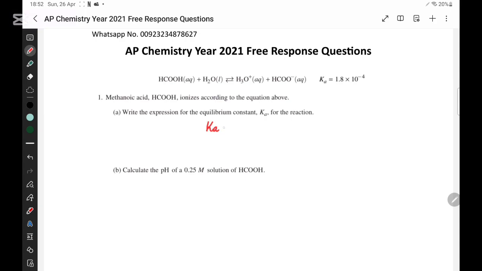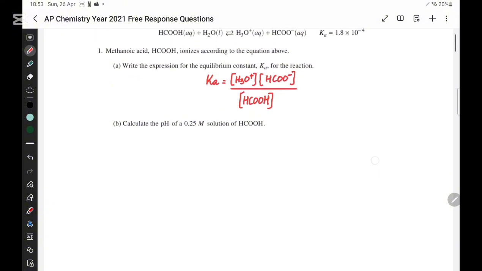So when you are going to write the Ka of this reaction, that is the acid dissociation constant, you are going to have the products at the top: H3O+ times the concentration of HCOO minus, and at the bottom it is going to be HCOOH, which is the reactant. Water we don't include because it remains constant. Next: calculate the pH of a 0.25 molar solution of HCOOH.